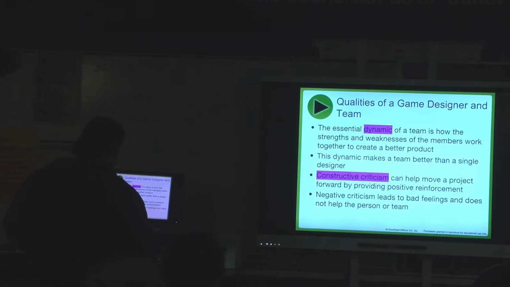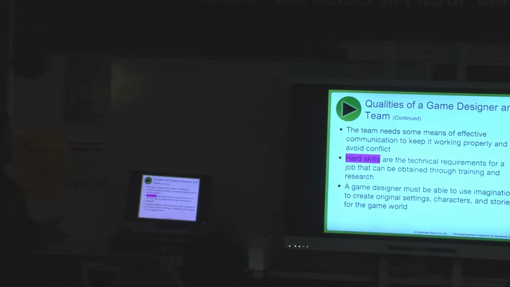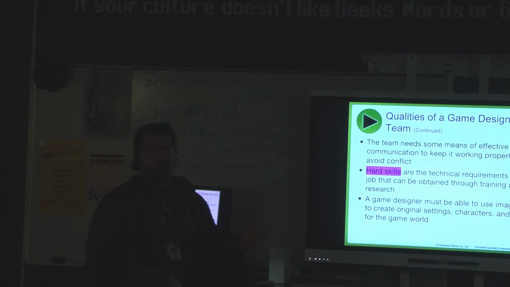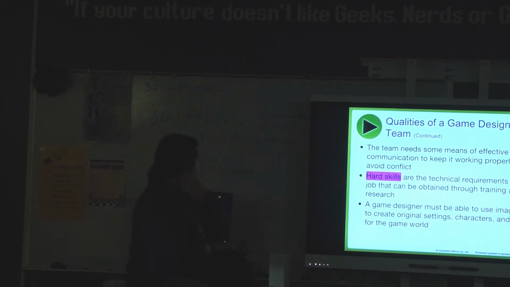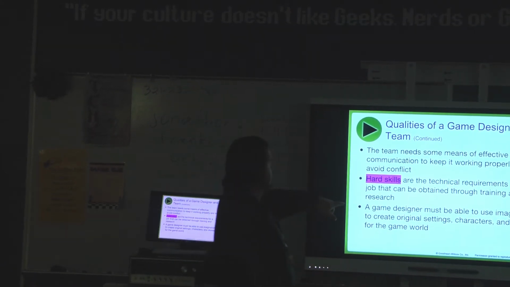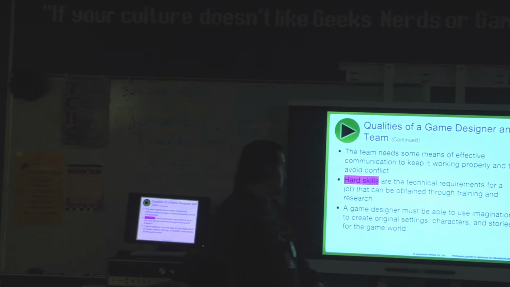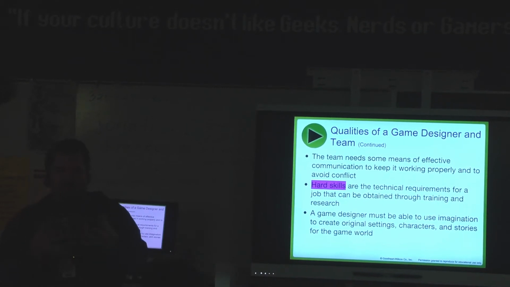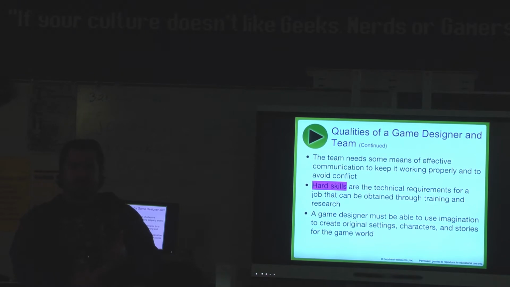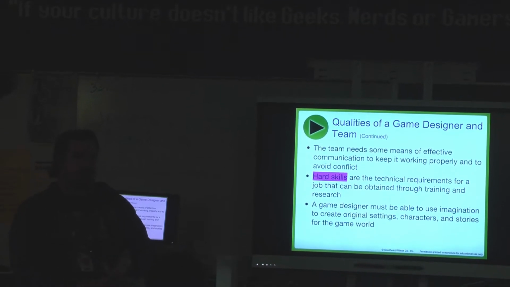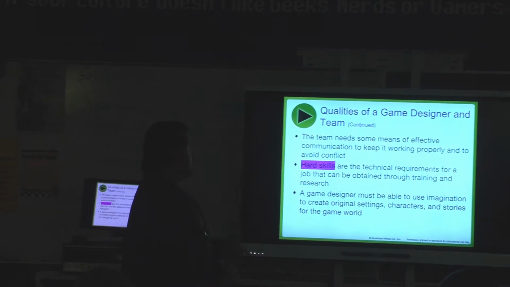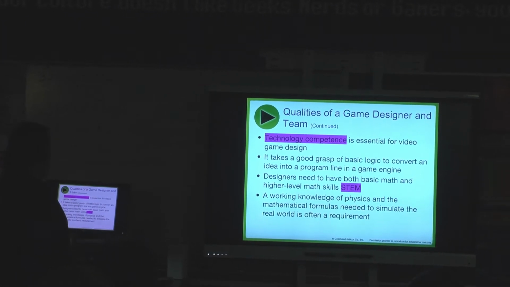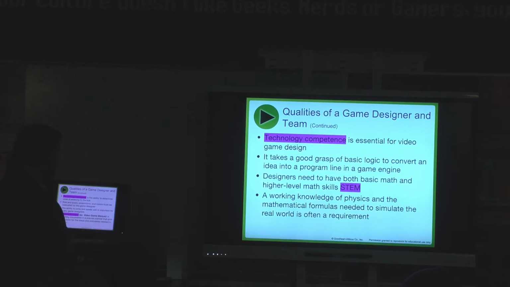All right. Now it goes into types of skills. Hard skills are the technology ones. Okay? You have technical requirements for jobs that you obtain through training and research. These skills are physical attributes. Being able to use a program, being able to use a computer, being able to utilize technology available. There's hard skills, and then there's soft skills, which I'll get into, and actually, let me go into soft skills right now.